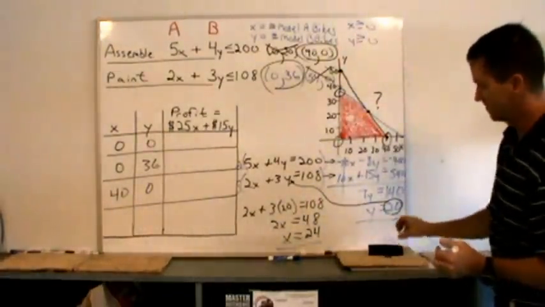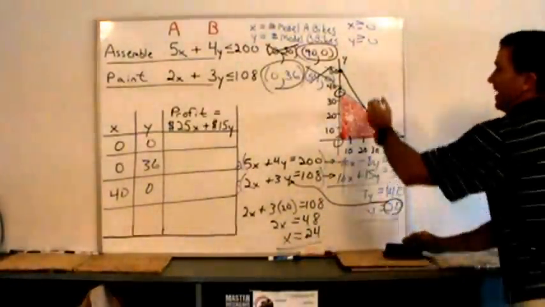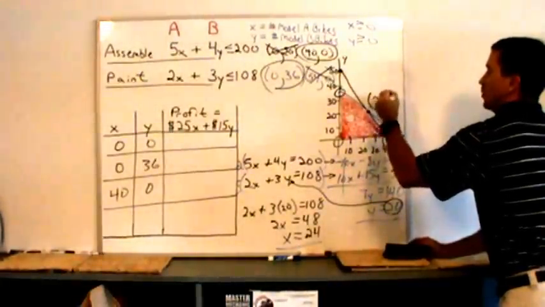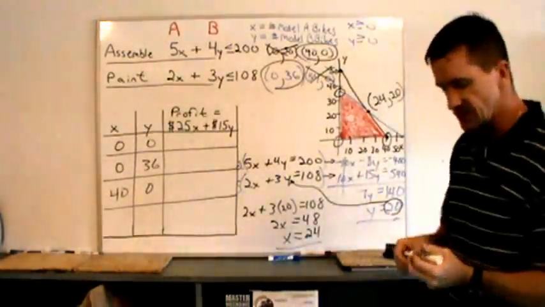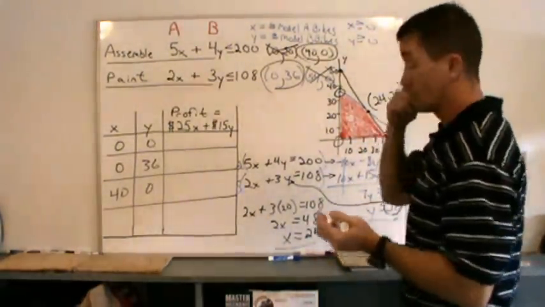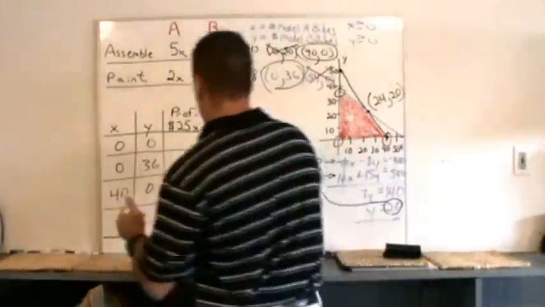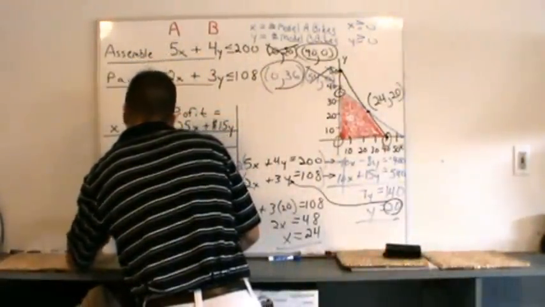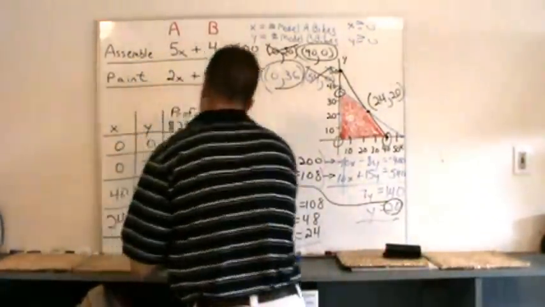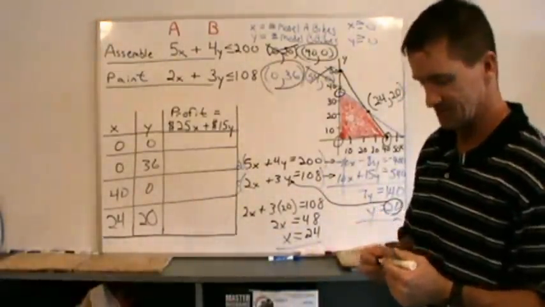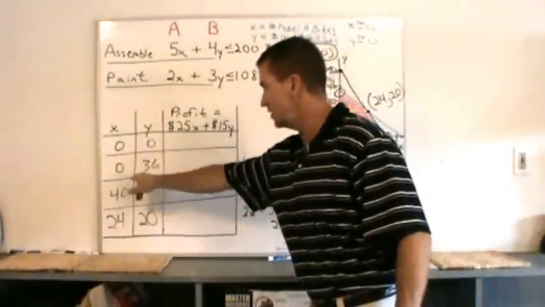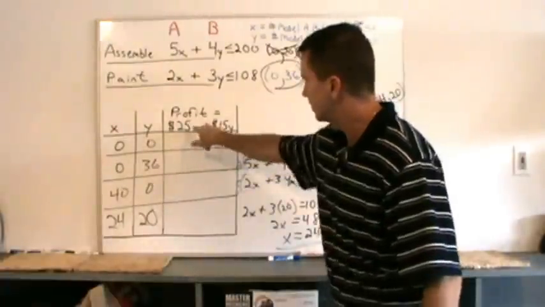That's this point. Let me take that question mark off. I found this point now. It's the point (24, 20). That's the fourth corner of that shaded region, the fourth vertex. So now I'm going to put this in here, 24, and this is 20. And that's the easy part. Let's just see which one of these four points maximizes profit.